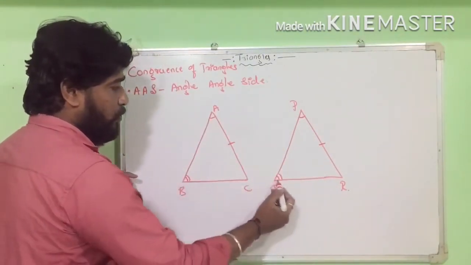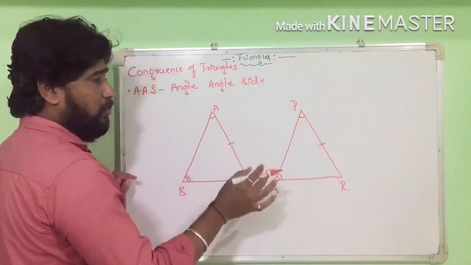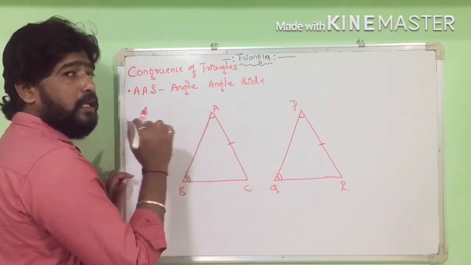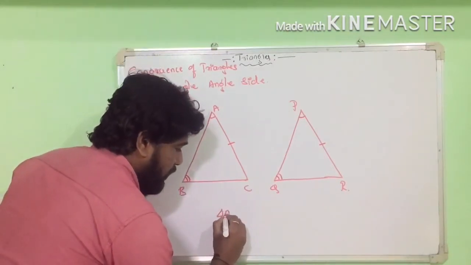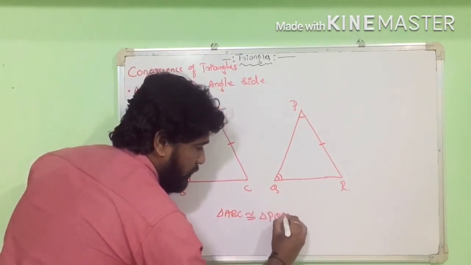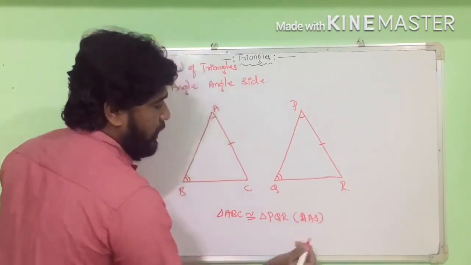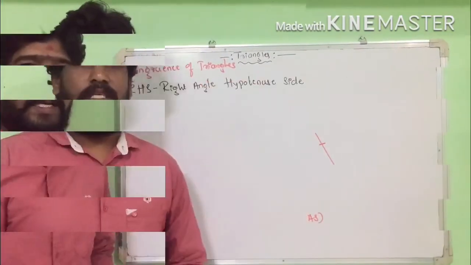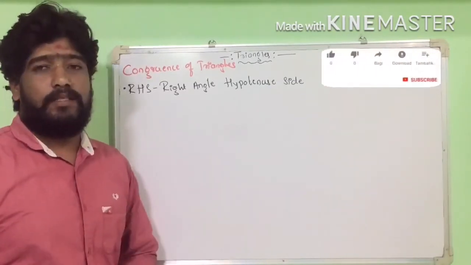The pair of two angles and one pair of corresponding sides are equal, then the two triangles are congruent to each other by AAS, angle, angle, side. So here the triangle ABC is congruent to the triangle PQR by AAS criteria. Students, the next criteria, RHS, right angle, hypotenuse and side.